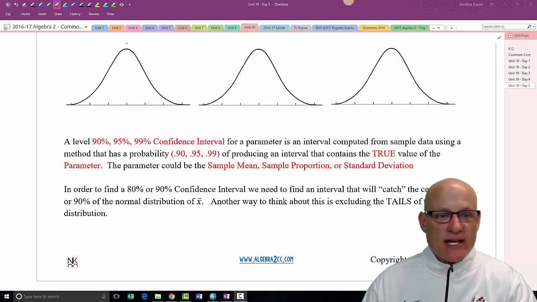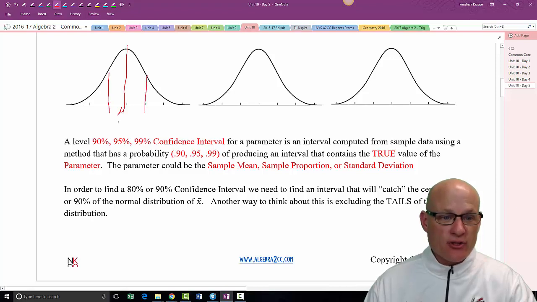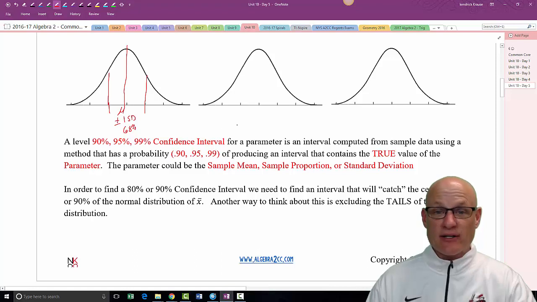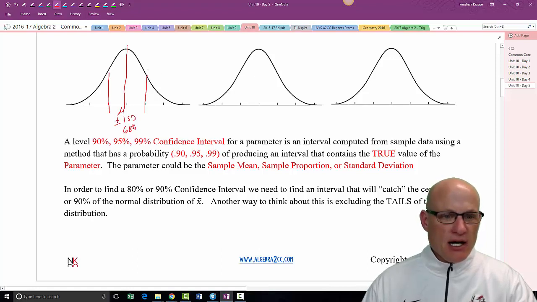So in every case so far, and everything that we're going to do in here, our mu is unknown. Our population is unknown. But we want to cast a net. So if I cast it out 1 standard deviation, plus or minus 1 standard deviation, I would be 68% confident. If I cast it out 1, I'd be 68% confident.